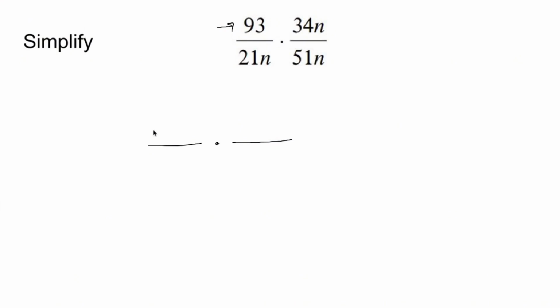93 is going to be 31 times 3. 21 is going to be 7 and 3. n comes along for the ride. We've got over here 34, which is going to be 2 and 17, and then n comes along for the ride. And then 51 is going to be, what is that, 3 and 17? And then n comes along for the ride.